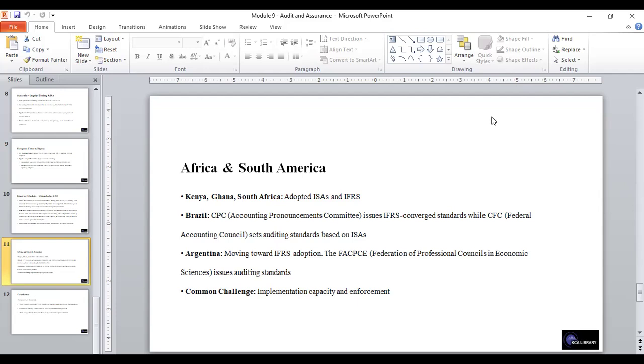For Brazil, the CPC, the Accounting Pronouncements Committee, issues IFRS-converged standards, while the CFC sets auditing standards based on ISAs. Argentina is moving towards IFRS adoption, and the Federation of Professional Councils in Economic Sciences issues audit standards. Common challenges are in implementation capacity and enforcement.